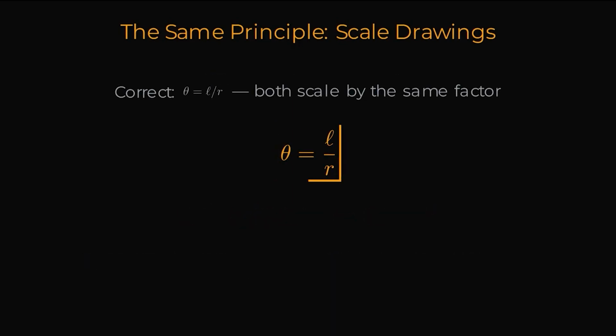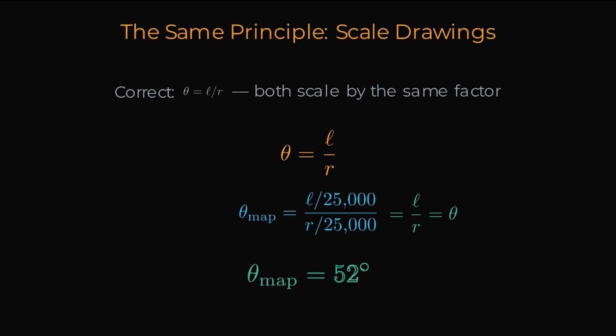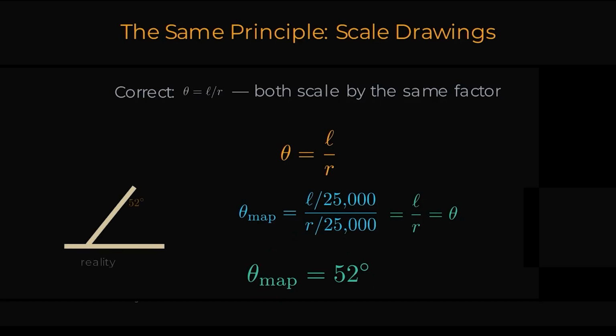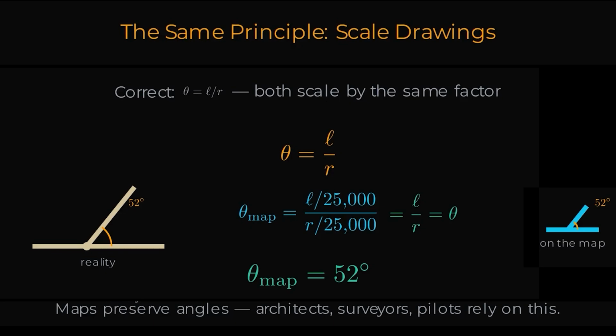The arc and the radius both shrink by 25,000. The ratio, the angle, is preserved. 52 degrees on the map. Both junctions show 52 degrees. The arcs are identical. Pilots navigate using angles on aeronautical charts. Surveyors stake out boundaries. Architects specify roof pitches. In every case, they trust that the angle on the drawing equals the angle in the real world. Because it is a mathematical fact.